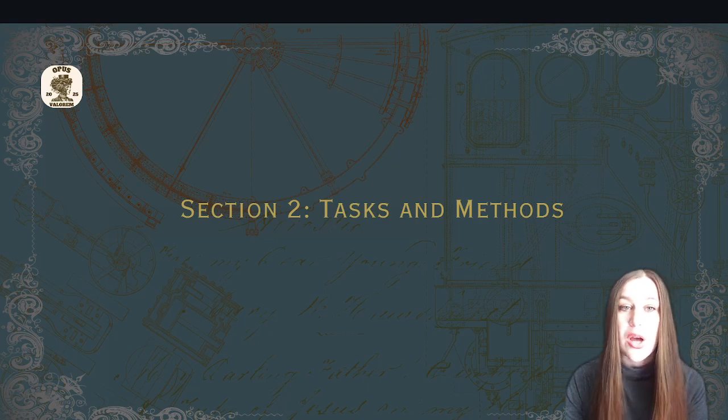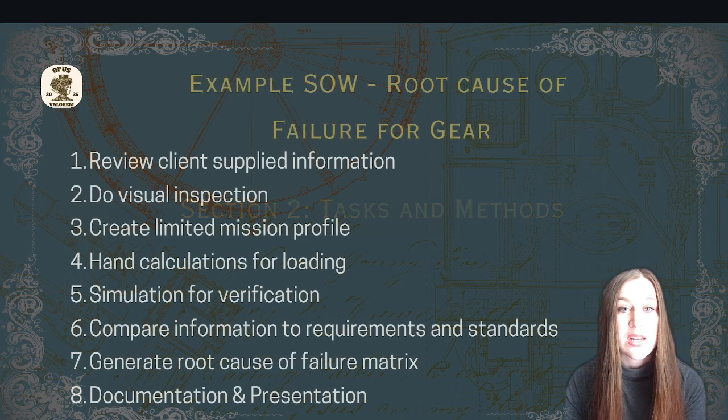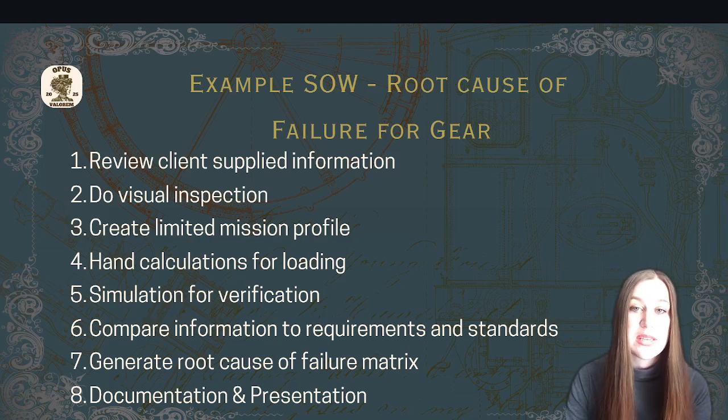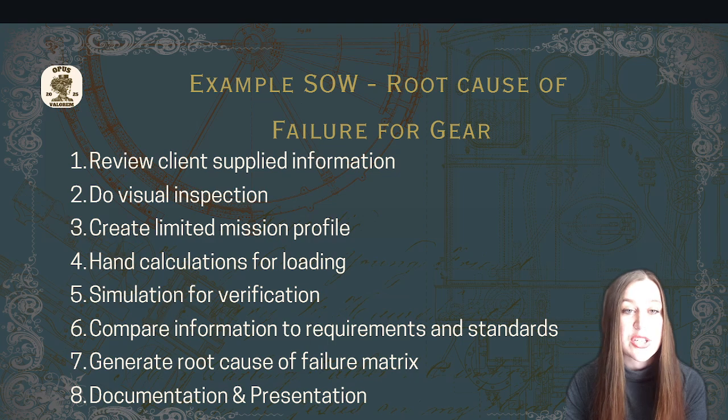The first, most obvious question that you will need to ask is, what do I need to do? This will be detailed in the scope of work section. The scope of work has every task listed that is required to address every requirement of the project. Let's go through an example of a scope of work of a project where a gear failed in a gearbox, and the deliverable is a root cause of failure analysis. It may start off with a review of the client's applied documentation and move to detailing a limited mission profile of the gear in question.